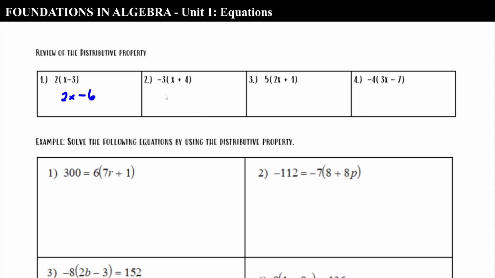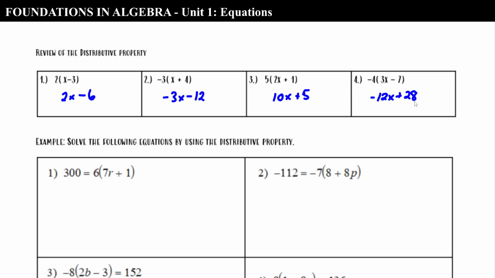For the next one, we've got negative 3 times x, so that's negative 3x. Then negative 3 times 4 gives us negative 12. 5 times 2x gives us 10x. 5 times 1 gives us 5. And then negative 4 times 3x gives us negative 12x. And negative 4 times negative 7 gives us positive 28.